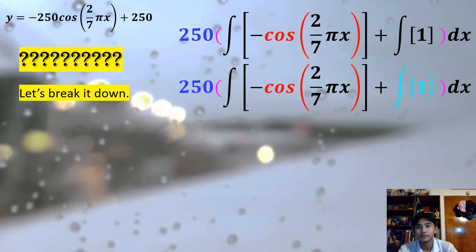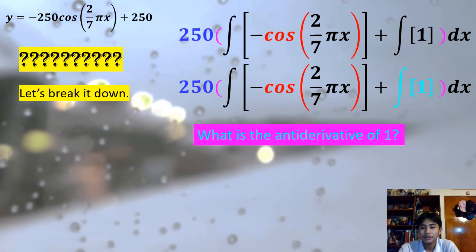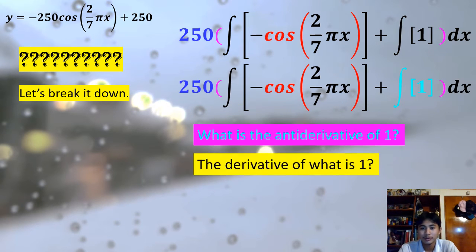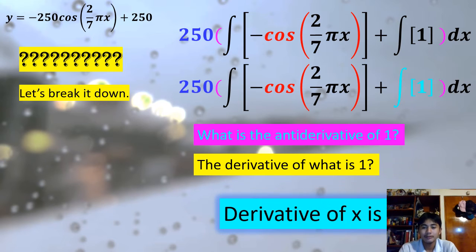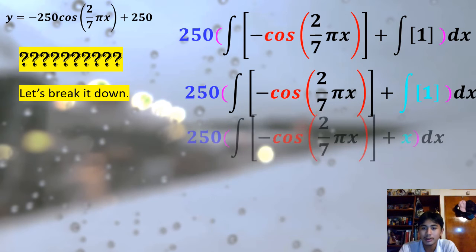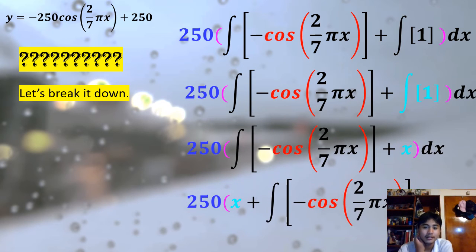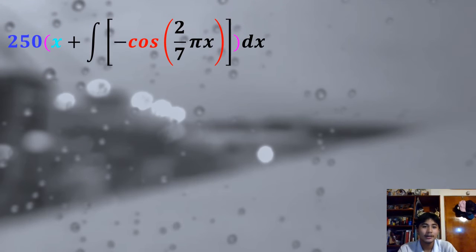Let's find the antiderivative of 1, since it seems simple, right? So what's the antiderivative of 1? Well, we can also ask, the derivative of what is 1? It's the same thing. And we know the derivative of x is 1, right? Because any term that has x in it is just the coefficient. Because with x to the 1 power, the 1 goes down to 0, and anything to the 0th power is 1. So the derivative of x is 1. We can replace that with x. So that's pretty helpful, right?